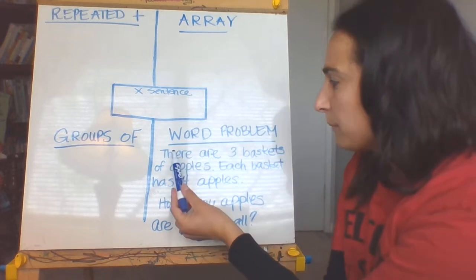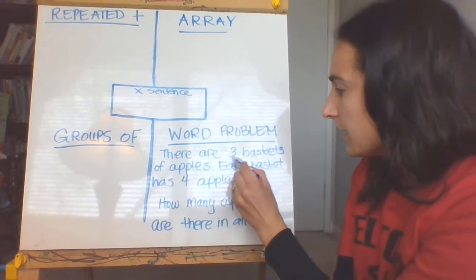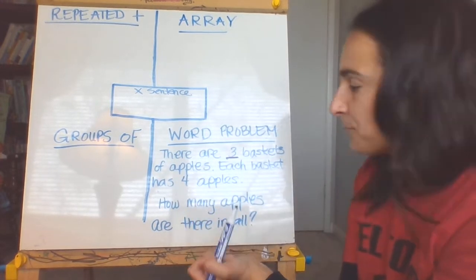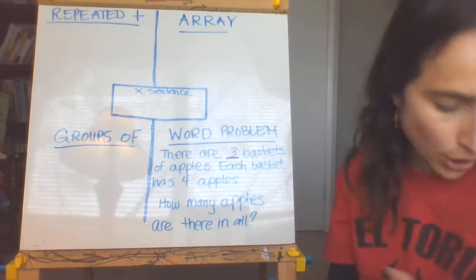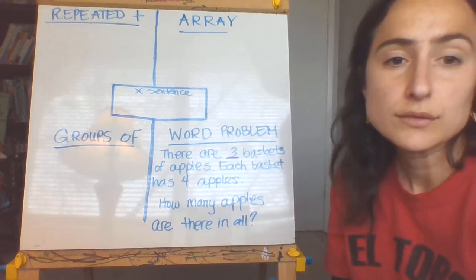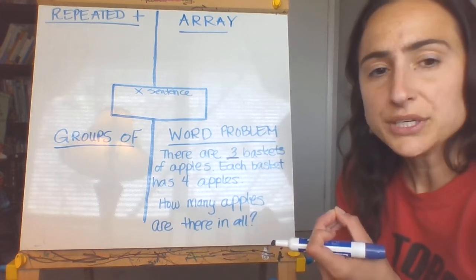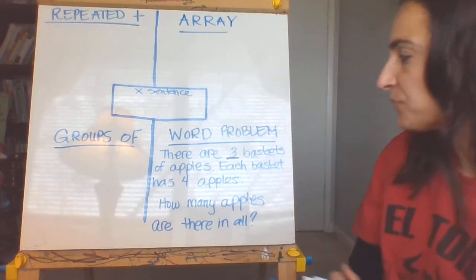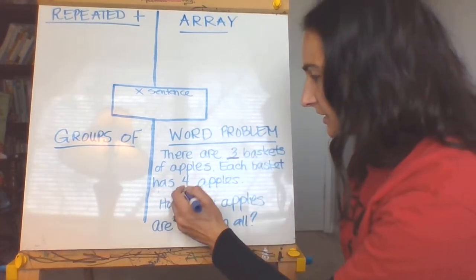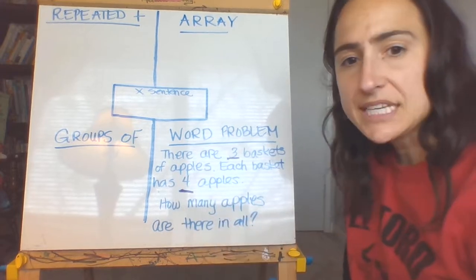All right, word problem. There are 3 baskets of apples. Each basket has 4 apples. How many apples are there in all? I'm already starting to visualize what this looks like. Okay, so 3 baskets, 4 apples in each.